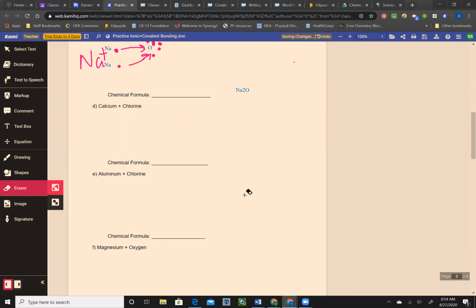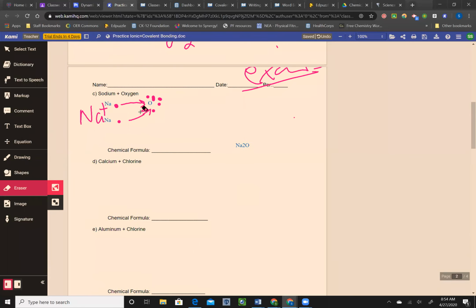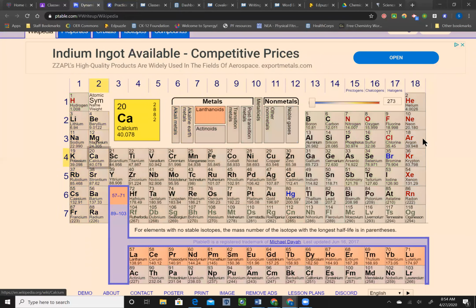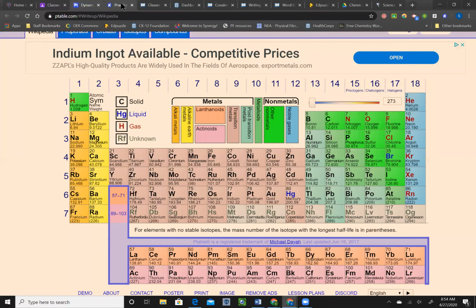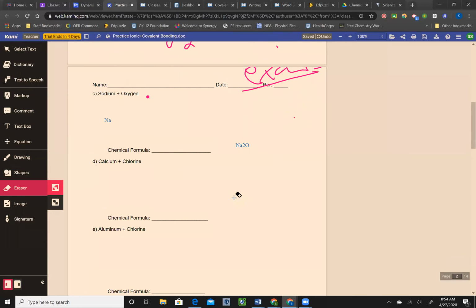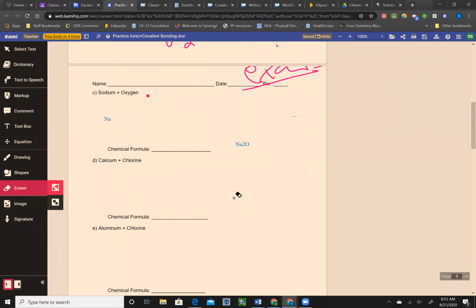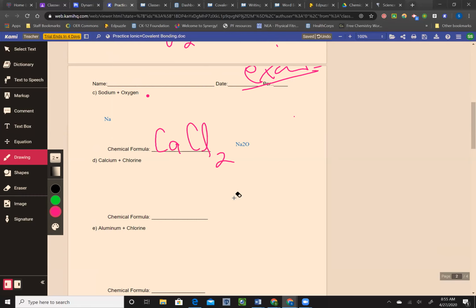Okay, so calcium and chlorine. What I'm going to do is at least go to calcium. I see it's in group 2. Chlorine is in group 7. With a group 2 and a 7, that means chlorine needs only 1, and calcium has 2. So because calcium has 2 to give, we only need 1 calcium, and chlorine needs only 1. We're going to have 2 chlorine to take the 2 from calcium. So CaCl2 is the answer to that one.